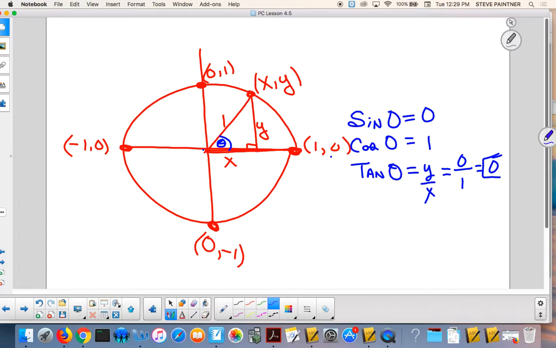Here's the next one. Sine of pi over 2. Cosine of pi over 2. Tangent of pi over 2. So I want you to do it 3 more times up here. Get 3 more answers. Okay? And then again, do it for pi. And then again, do it for 3 pi over 2. Okay?